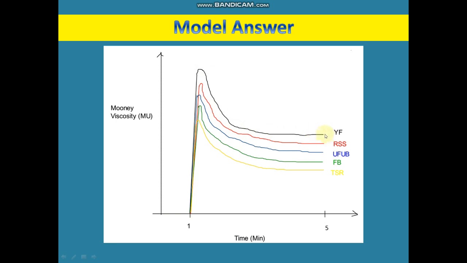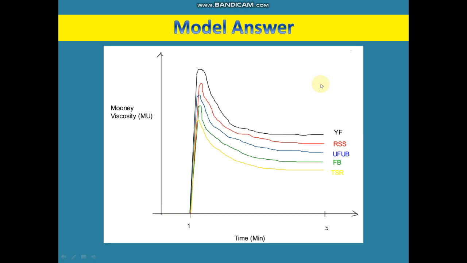Mooney viscosity ends at the 5th minute because we normally measure the Mooney viscosity in 4 minutes testing time at 100 Celsius temperature. So yellow fraction has shown the highest value, then RSS, then non-fraction unbleached crepe rubber, then fourthly the fraction bleached crepe rubber, then technically specified rubber. So the previous table gives the reason for this variation. So this should be the model answer for question 1.